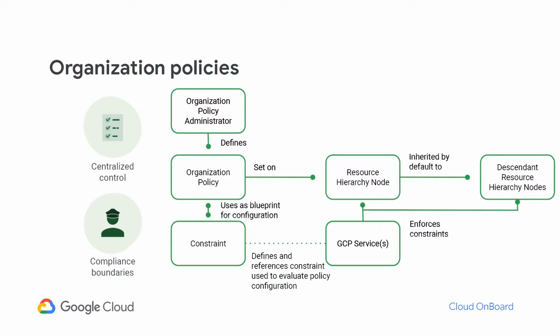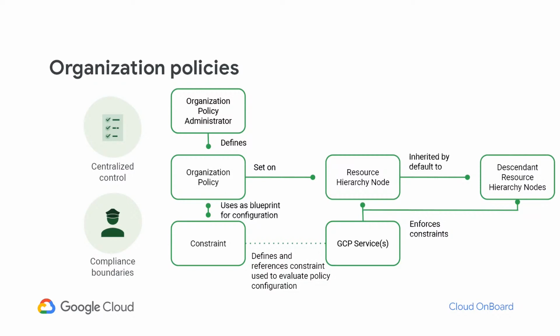One of the only exceptions to this entire permissioning process is the organization policy. An organization policy gives you centralized and programmatic control over your organization's cloud resources. You can have a policy at the org level, applied at the root of the resource hierarchy, which restricts access to resources across all the descendants. We have an organization policy administrator.